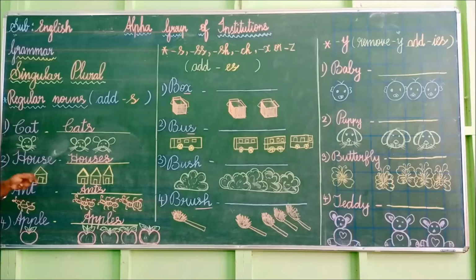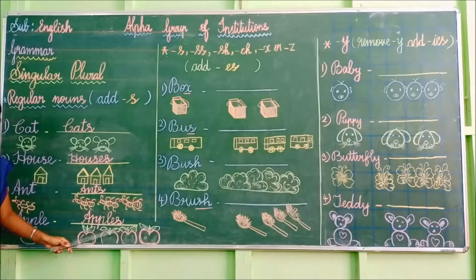So for the regular nouns, you have to simply add S to the singular noun to change the singular into plural. Have you understood, children? The plural form of cat is cats. The plural form of house is houses. The plural form of ant is ants. The plural form of apple is apples.